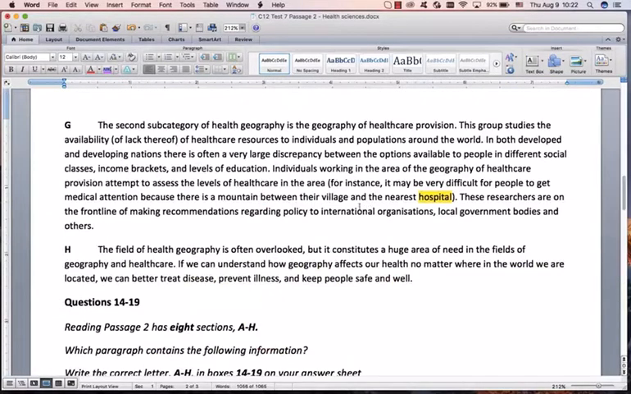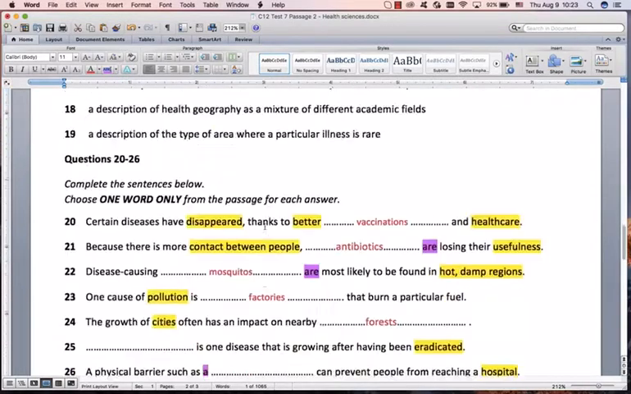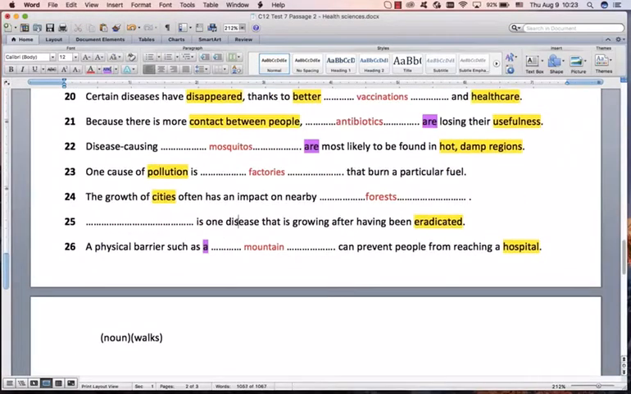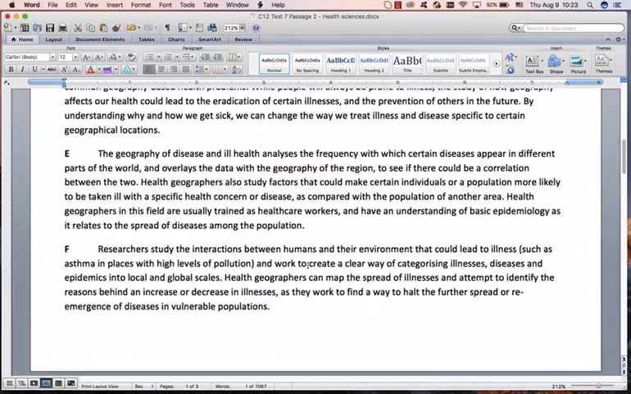So I know I'm looking for a countable noun. I know hospital is over there. It's difficult to get medical attention because there is a mountain between their village and the hospital. So that one is quite straightforward. The answer is mountain. Right, then back to this one. Let's look for disease. Let's look growing. Let's look for eradicated. Somewhere between all of this.